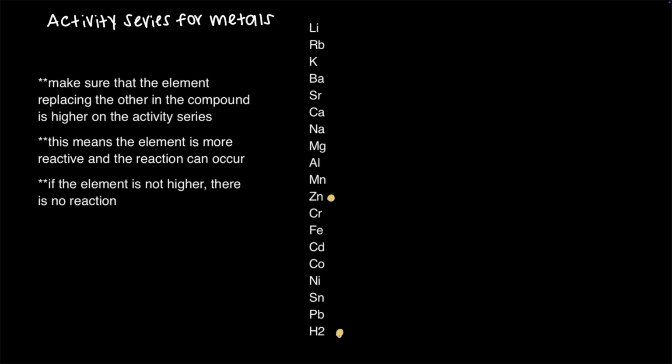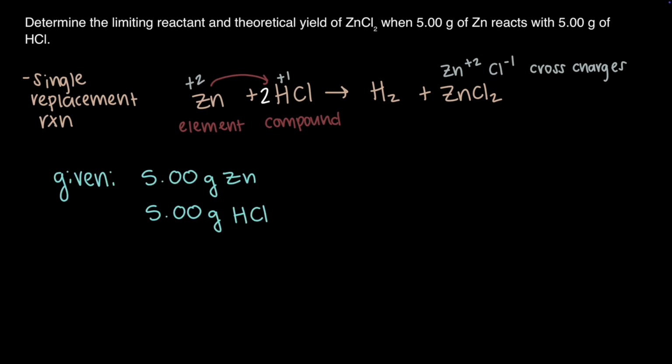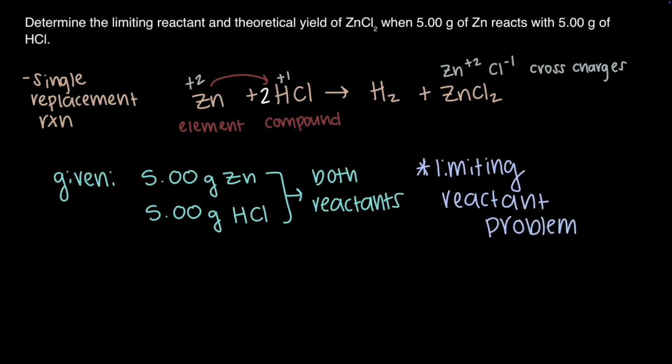For any single replacement reaction, we should also check the activity series to make sure the element replacing the other in the compound is higher on the activity series. This tells us that the element is more reactive and the reaction can occur. Zn is higher than H2 on the activity series, so the reaction will occur and we can continue. Whenever we are given values for more than one reactant, this is a limiting reactant problem. One of these reactants is going to run out first and limit the reaction.